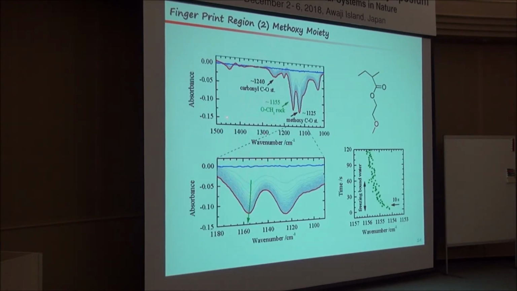And we found a typical peak position shift in the band around the methoxy moiety, which has a large peak position shift as a function of time. And this time domain is more or less similar to the time region of the intermediate water sorption. Therefore, we conclude that intermediate water has an interaction with the methoxy moiety from this result.